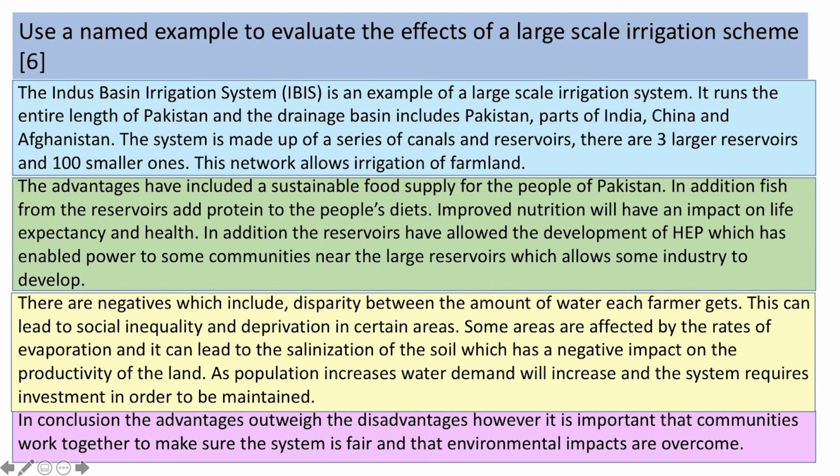If you are copying my response, try to highlight the key words so you see the geography that I am including. I've gone on to say there are negatives which include disparity between the amount of water each farmer gets. This can lead to social inequality and deprivation in certain areas. Some areas are affected by the rates of evaporation, and it can lead to the salinisation of the soil, which has a negative impact on the productivity of the land. As population increases, water demand will increase, and the system requires investment in order to be maintained. In conclusion, the advantages outweigh the disadvantages. However, it's important that communities work together to make sure the system is fair and that environmental impacts are overcome.